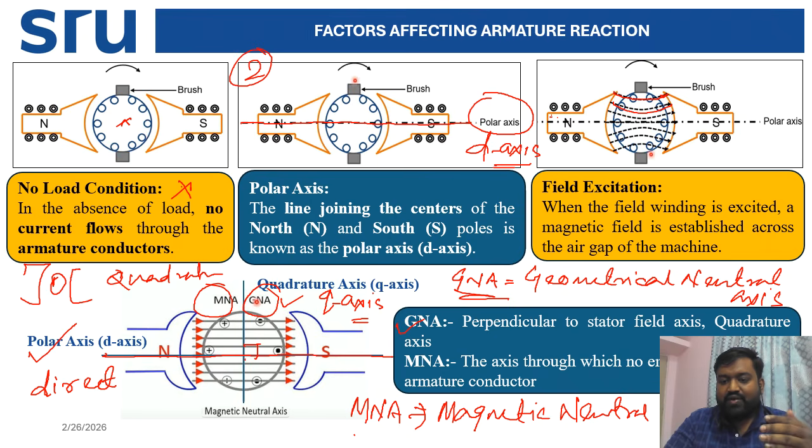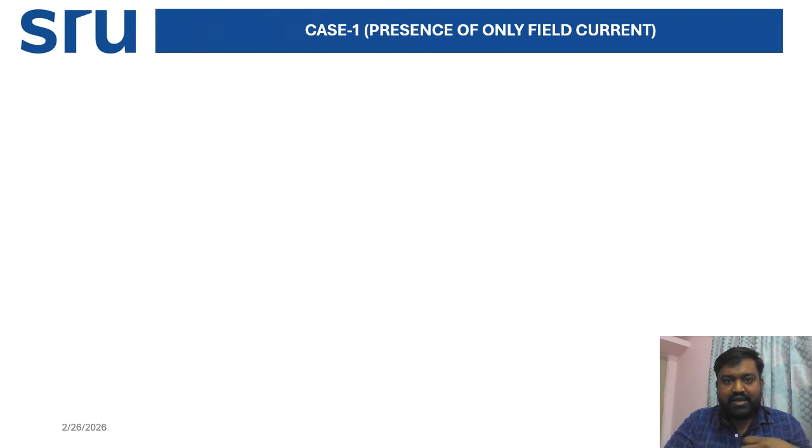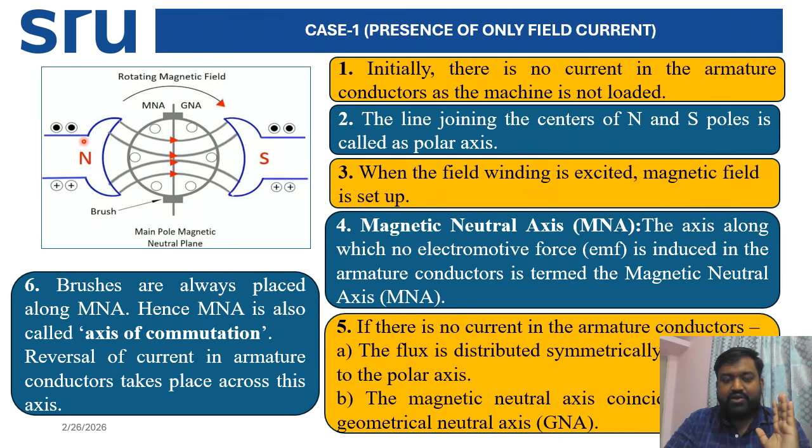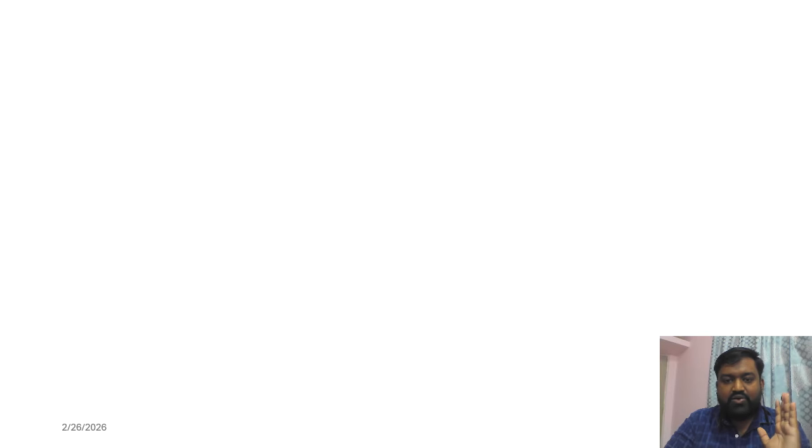Then we will see the effect of the main flux, and then the armature flux, so we have to study the main fluxes first. That is case one. In the first case, there is only a field winding and no armature winding. Before going to this, I am drawing the diagram so you can understand. Case number one.